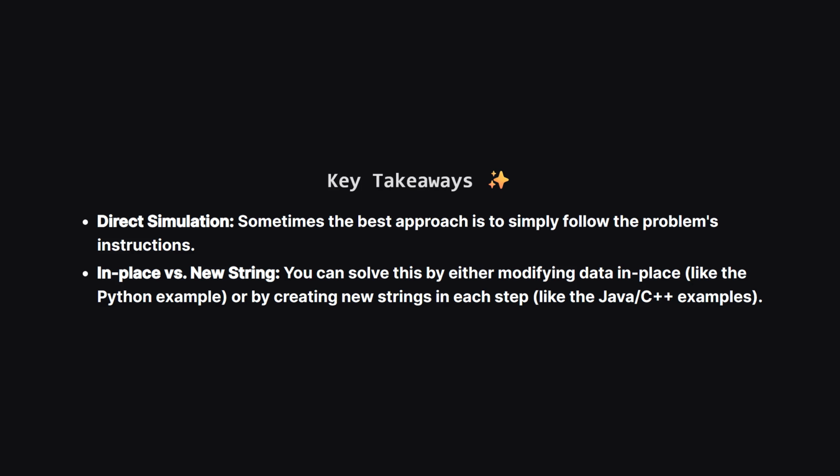The main takeaway here is that sometimes, you don't need a fancy algorithm. A direct simulation, just doing exactly what the problem asks, is a perfectly good solution, especially when the constraints are small. We also saw two ways to implement this: the in-place modification, which saves space, and the more straightforward approach of building a new string at each step.